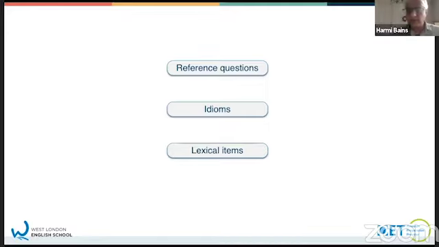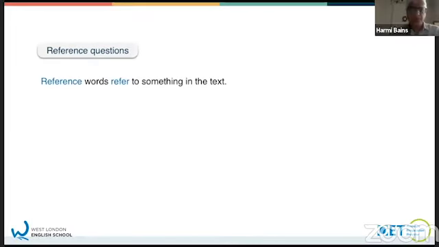And we're going to start off with reference questions. So referencing, these are words which refer to something in the text. Often they refer back, but sometimes they might refer forward, or they might even refer to something outside of the text. With OET, most of the time you're going to have to go backwards. They're going to refer to something that has been previously mentioned. But be careful, they do like to trick you with OET, so you never know. You may have to go forwards.